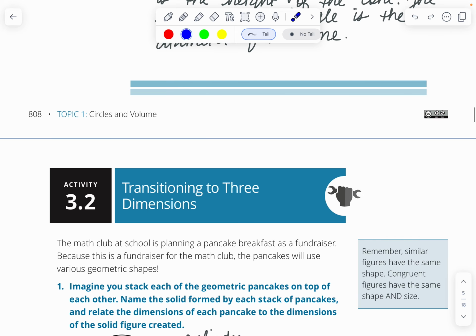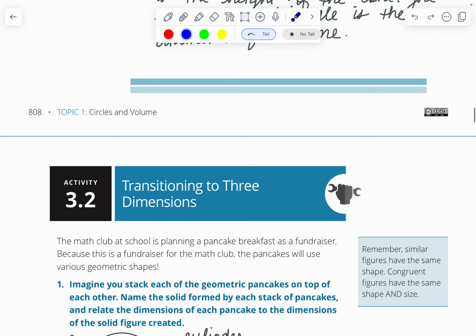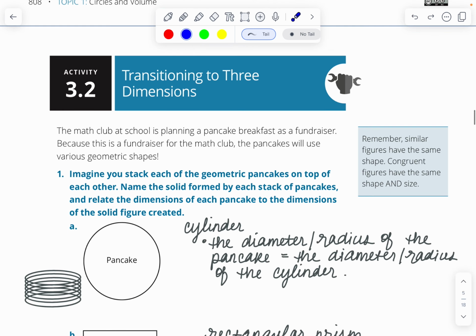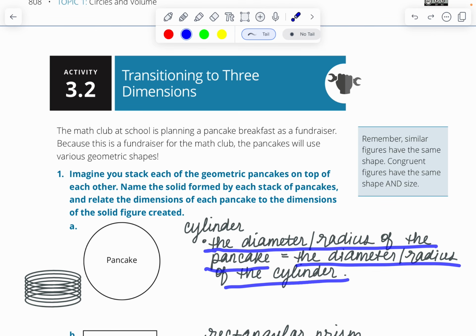All right, the math club at a school is planning a pancake breakfast as a fundraiser. Because this is a fundraiser for the math club, the pancakes will use various geometric shapes. Imagine you stack each of the geometric pancakes on top of each other. Name the solid formed by each stack of pancakes and relate the dimensions of each pancake to the dimensions of the solid figure created. If I take circular pancakes and stack them like this, it's going to create a cylindrical shape. It just creates a cylinder. The diameter or radius of the pancake will be the same as the diameter or radius of the cylinder.